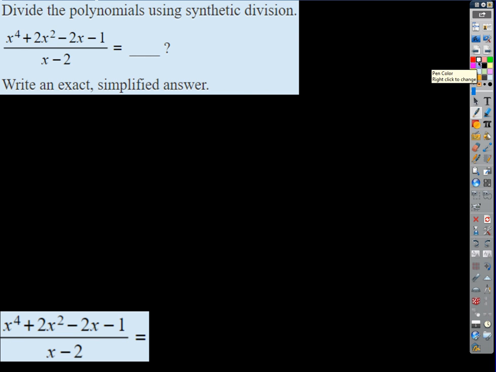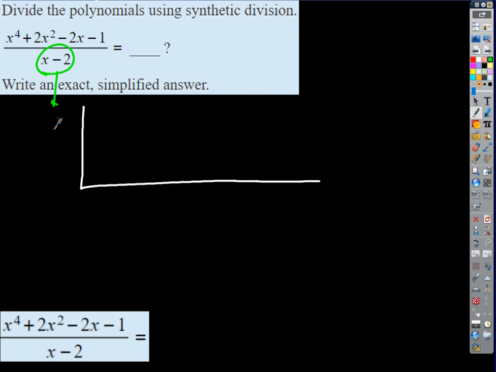Okay, so you tell me now. Let's make our bracket. Okay, so let's see. What number goes outside? 2. So the 0 of the denominator goes out front. Okay?